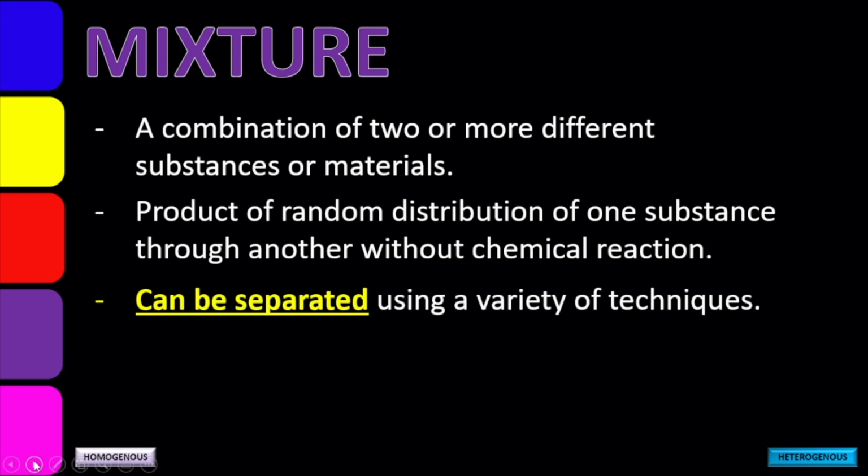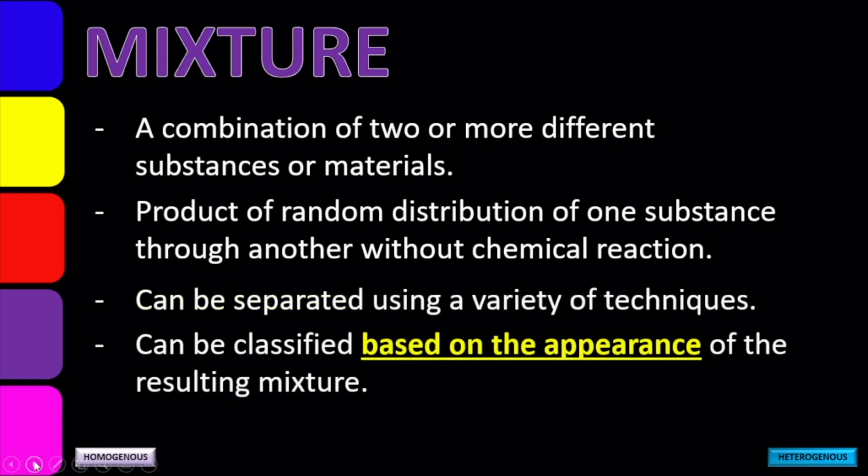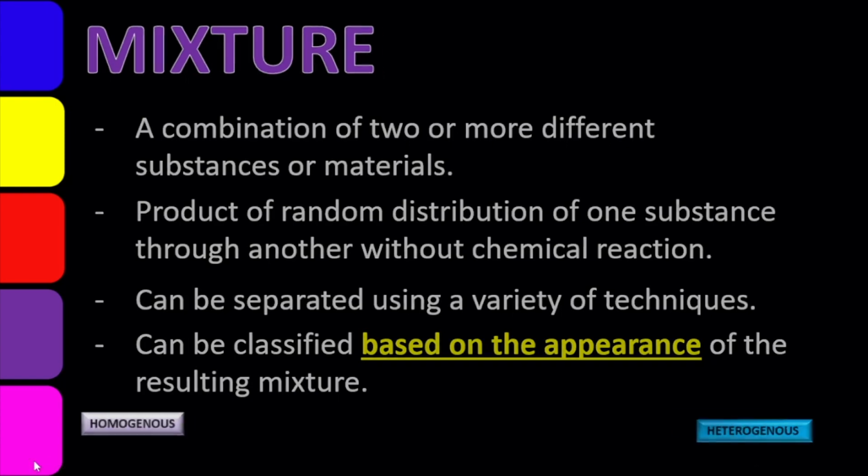It can be separated using a variety of techniques. Kasi nga, physical lang sila naghalo, so posible pa rin silang paghiwalayin. Depende sa properties nila para malaman mo kung anong technique ang gagamitin para sila ay paghiwalayin. And it can be classified based on the appearance of the resulting mixture. Diba nga sa umpisa sabi natin may dalawang uri ng mixture. So yung dalawang uri na yon kinaklasify natin base sa magiging itsura ng resultang mixture.